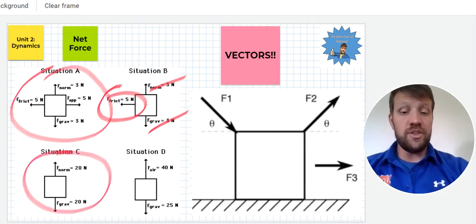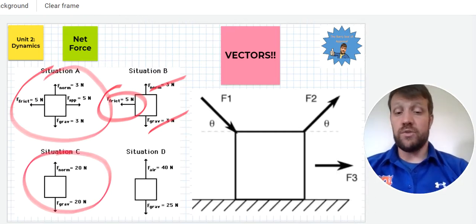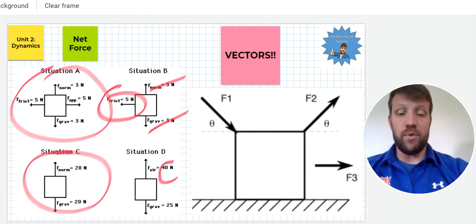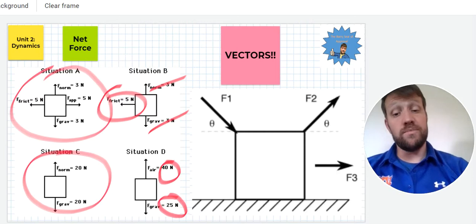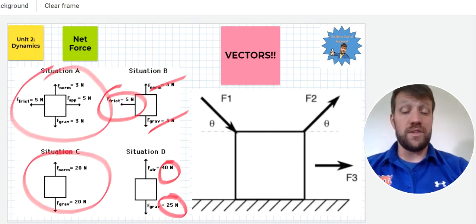And situation D would be similar to the hand that was holding on the rope and the hanging mass earlier that we saw. If we started moving upwards there, we could have this applied force of 40 newtons. There would be the force of gravity pulling down at 25 newtons, and thus we would have a net force of 15 newtons moving upwards, causing some sort of acceleration.